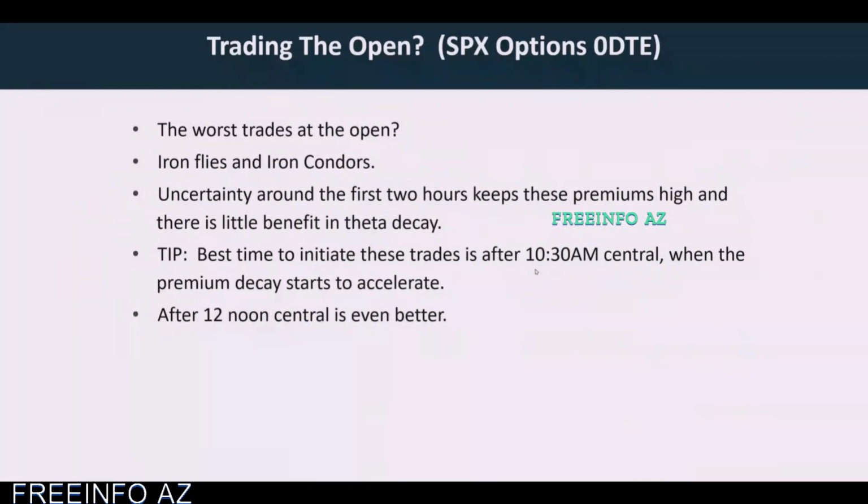All right, so for the SPX specifically, what are the worst trades at the open? We're going to talk about specific times here. And again, don't worry if you're newer and you're not really sure what a spread is. That's not critical right now. We'll get into that in a little bit.